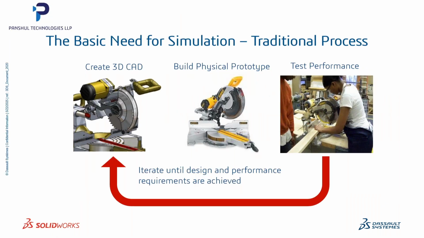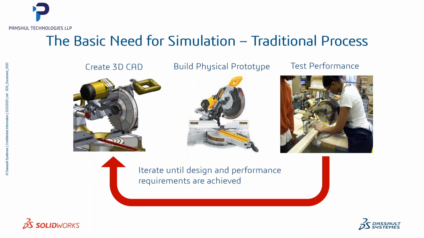So now coming to the main agenda, what is the basic need of simulation? In the traditional process, which we are already habitual to, we create a 3D model, we build a physical prototype out of it, and then we test the performance. If the performance is not good, we go to the iteration again. We modify the 3D model, we again build a prototype, and then we again test it. So due to this, a lot of iterations get created and also the development cycle gets increased.